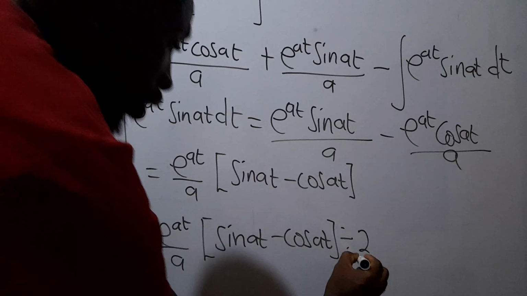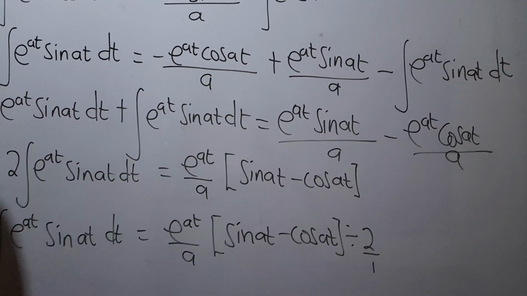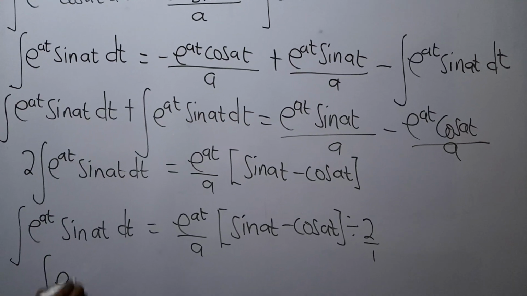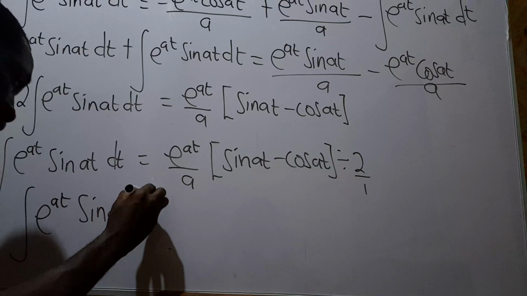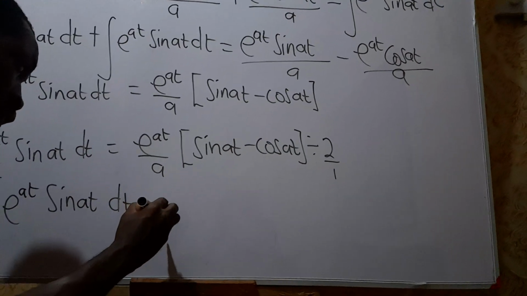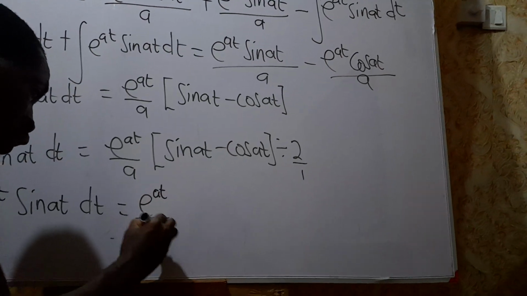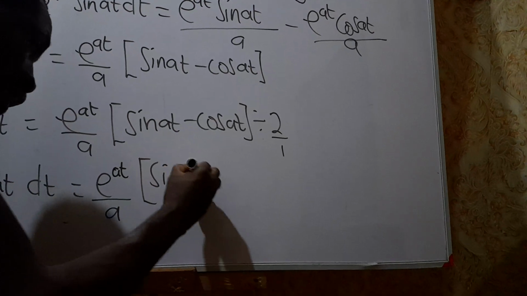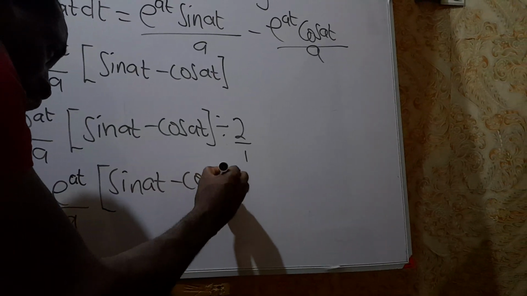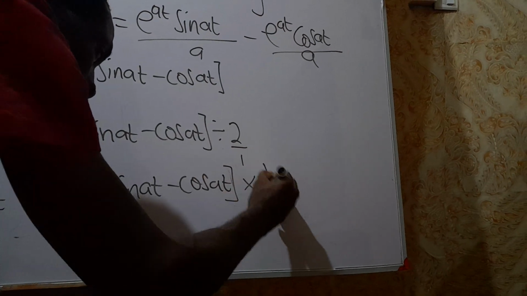So remember, this 2 is over 1. I will just multiply and reciprocate. You can say the integral of e^(at) sin(at) dt will be equal to e^(at) over a times (sin(at) minus cos(at)), then times 1 over 2.